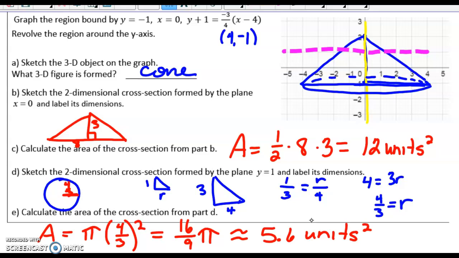Remember, you're thinking in your head, is it parallel to my base? If it is, it has the same shape. If it's perpendicular, it has the shape of this 2-dimensional figure before we made it a cone.